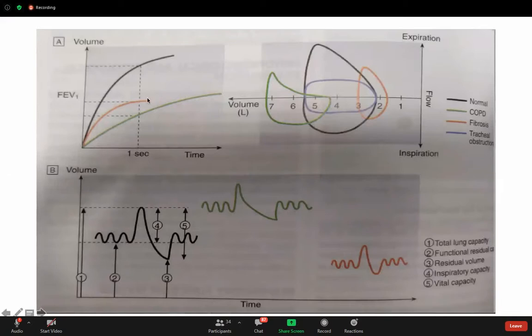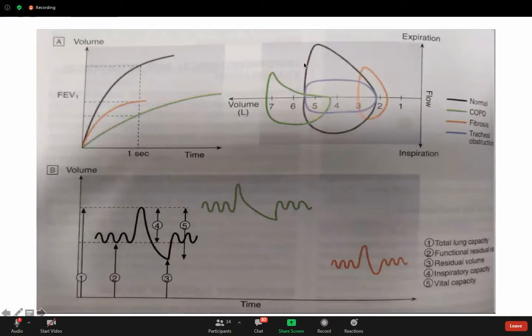In restrictive lung disease, they don't expire a lot. You see this red, but most of what they expire happens like a normal individual in the first second. So this is the first figure. The second figure is the flow, and this is the volume. You see the black again: the first second is very important in the normal individual because most of the flow is going to happen at that time.